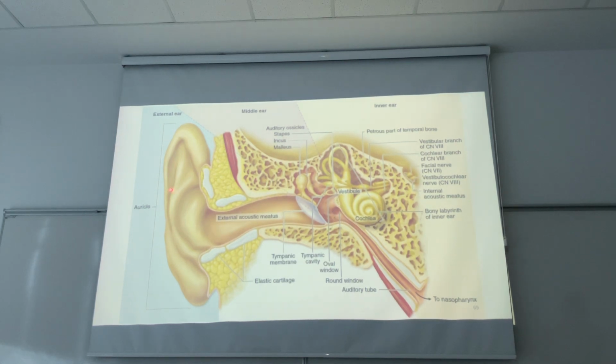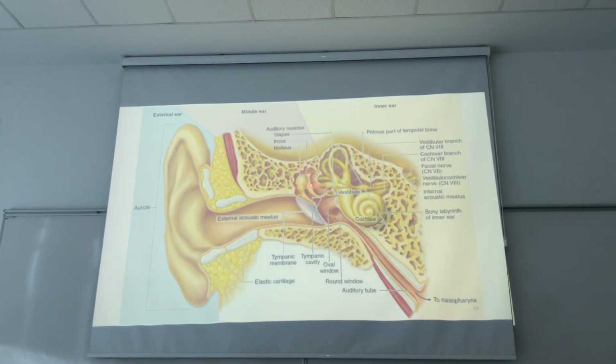This part is our auricle, continuing with the external ear or external acoustic meatus. Here we have the tympanic membrane, and the tympanic membrane is the border between the external and middle ear. On the middle side, here we have a middle ear cavity with three ossicles, the malleus, incus, and stapes bones, and also the middle ear cavity continues with the auditory tube on the inner side.